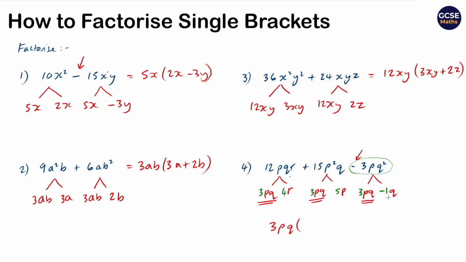All we do now is bring these three together. Notice if there's no sign, it is positive. So we have 4r plus 5p minus 1q. We don't tend to write the 1, we just show it as q, and that is factorised. Hopefully you can see it's fairly straightforward, as long as you look for the highest common factors.